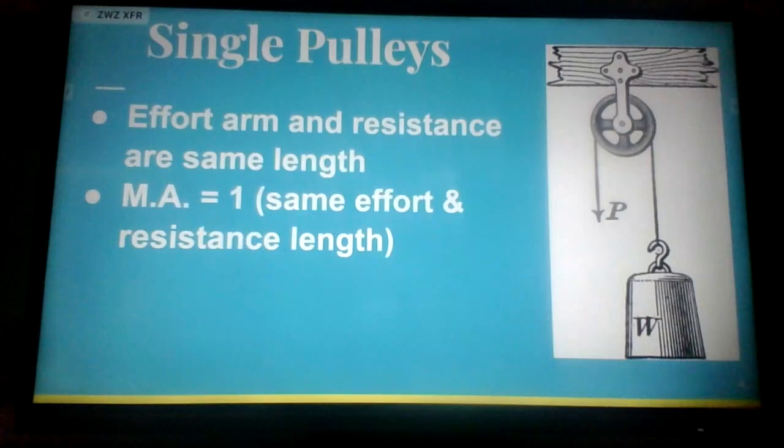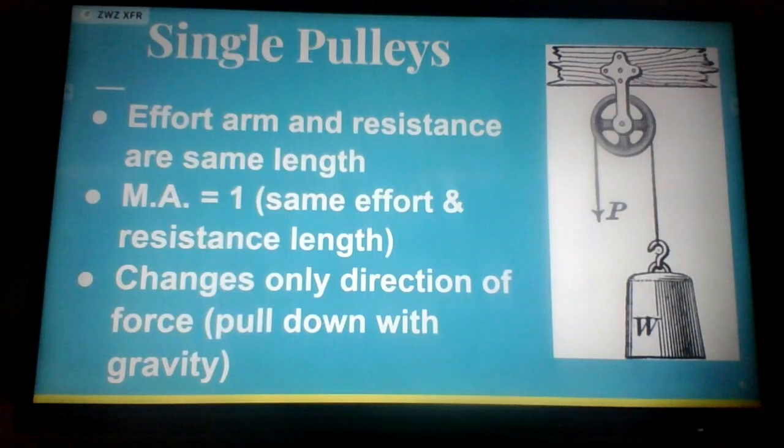The mechanical advantage is 1. The same effort and resistance length will mean the same effort and resistance force. So whether I did the mechanical advantage by distances or by forces, for distances it would be effort over resistance, for forces it would be resistance over effort, I'm going to get 1 because either way, the effort side and the resistance side are going to have the same value. Units will cancel. Remember, no unit for mechanical advantage.